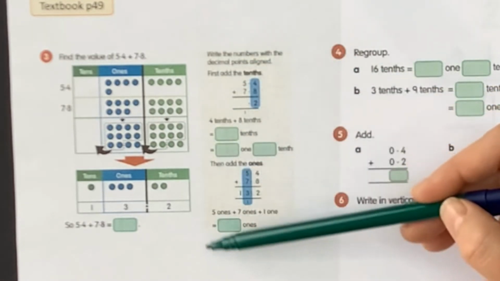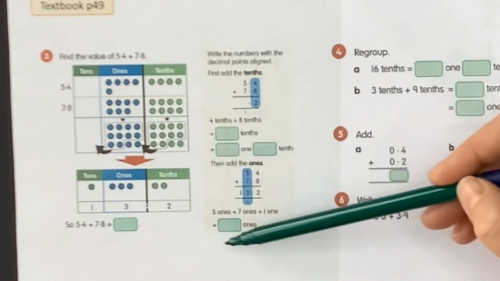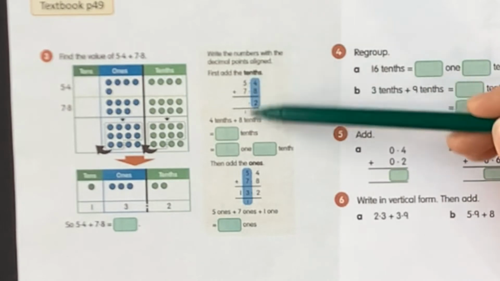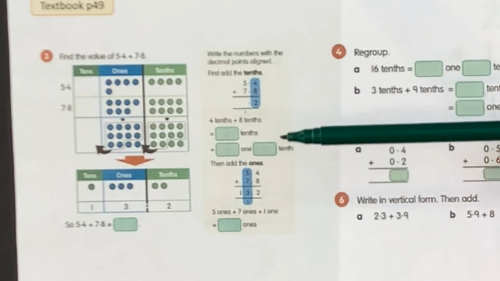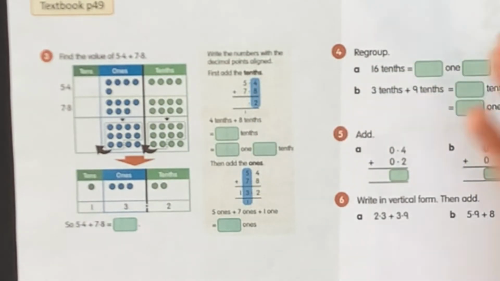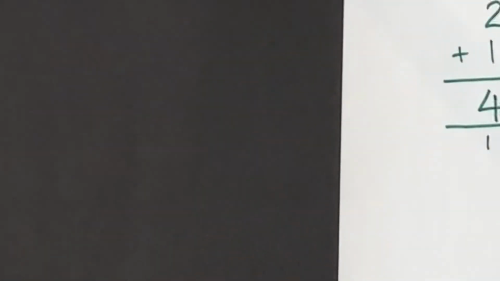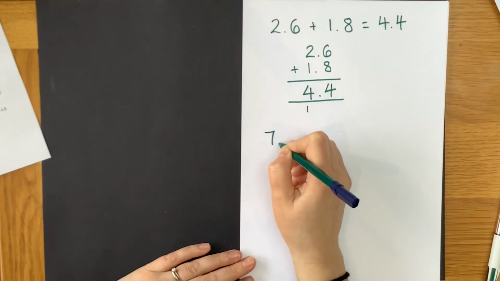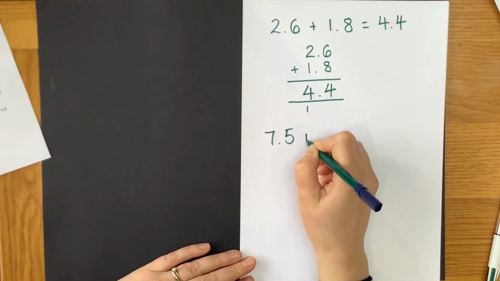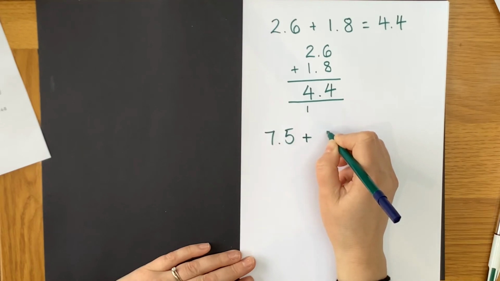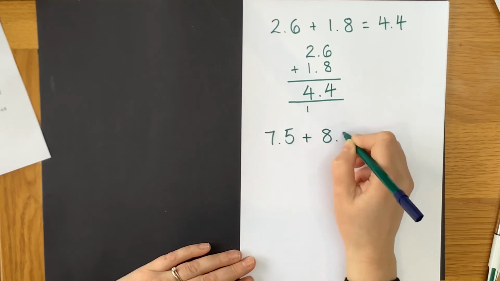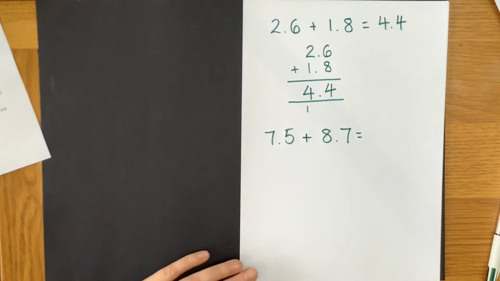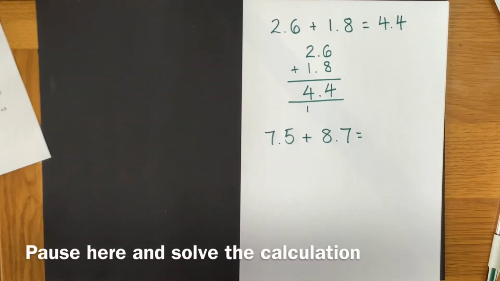You can see that it's exactly the same as if we were adding whole numbers, but our decimal point is there. We need to make sure that we use that to make sure we're lining up our ones and our tenths and so on. Let's do one of those then. So could you please add together for me 7.5 and 8.7. Pause and do that for me, and then we will go through the answer.